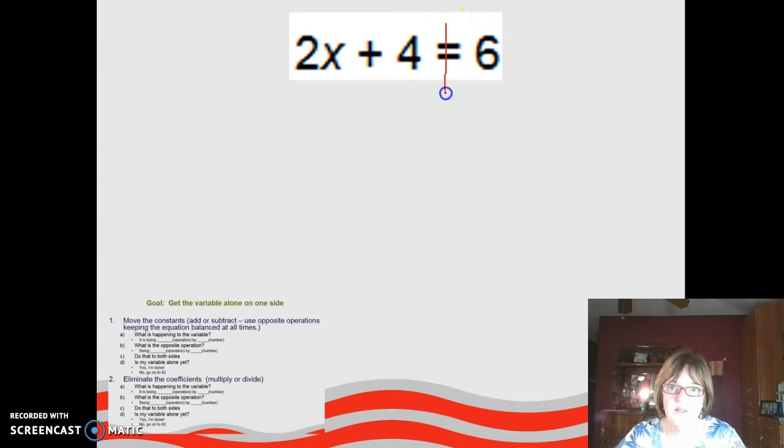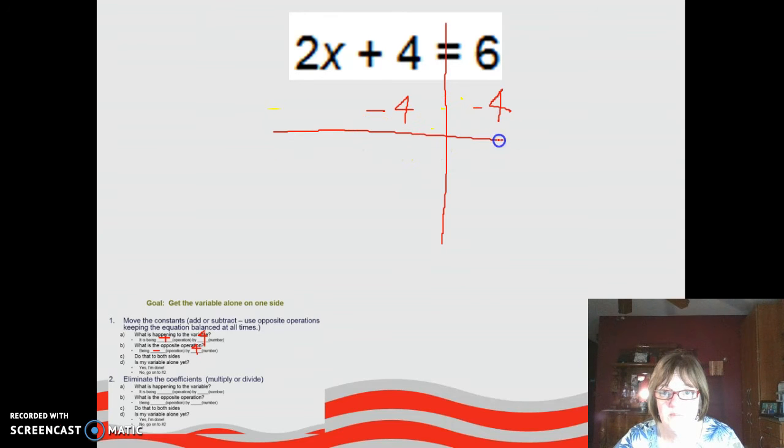Okay, I'm going to draw my line. The first step was, it says, what is happening to the variable when I'm talking about adding and subtracting? Well, 4 is being added, so it is being added by 4. So what is the opposite operation? Well, we're going to subtract by 4 right here. And we're going to subtract by 4 right here because the next step says do that to both sides.